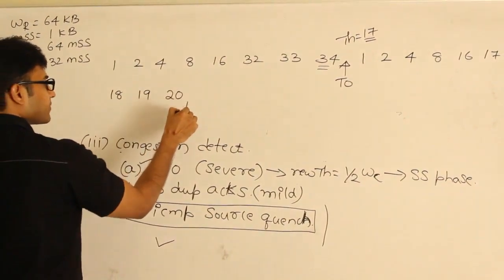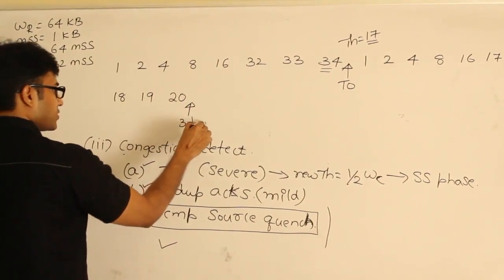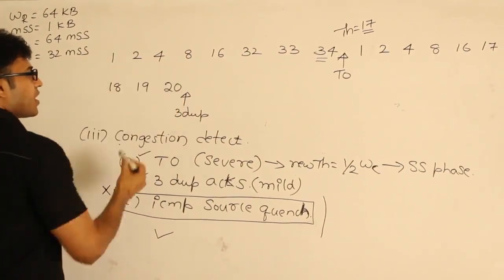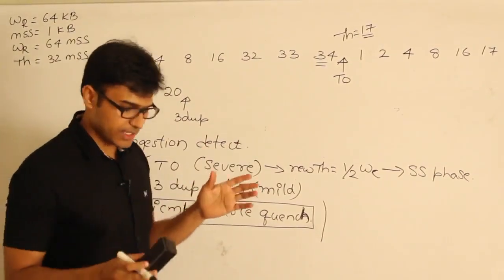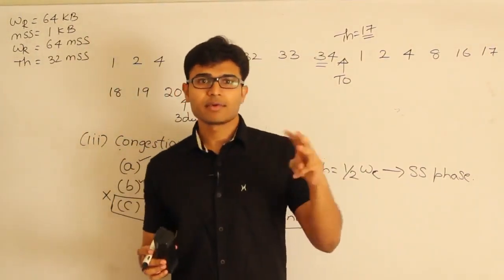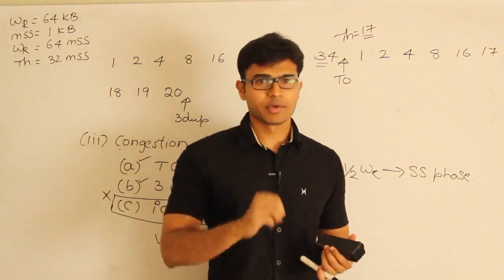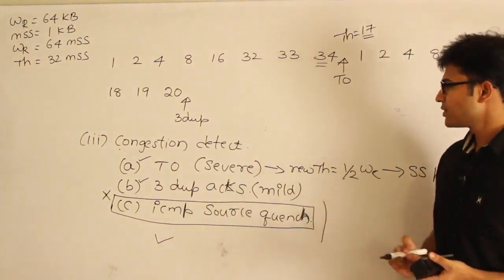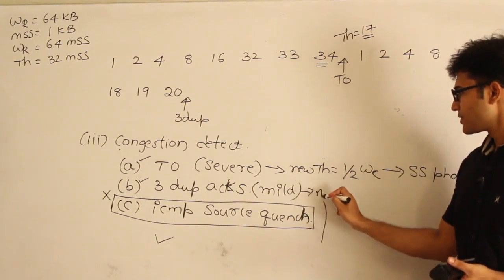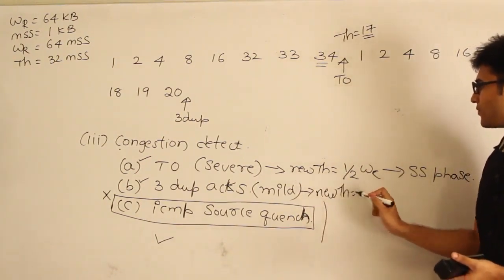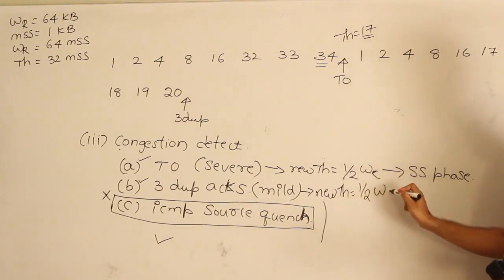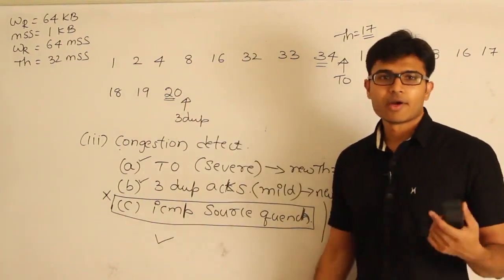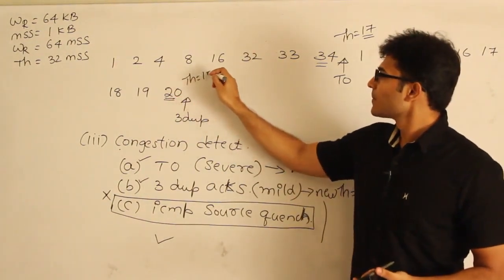Let us say at 20 there are 3 duplicate acknowledgements, which means we have sent 20 segments. After sending 20 segments, some segment in the middle is lost, and after that 3 segments have been received. Therefore we get 3 duplicate acknowledgements. In this case, it indicates that congestion is mild. Then also in this case the new threshold will be made half of the current congestion window. So what is the current congestion window now? 20 MSS. It will be made half, which means the new threshold will be 10 MSS.